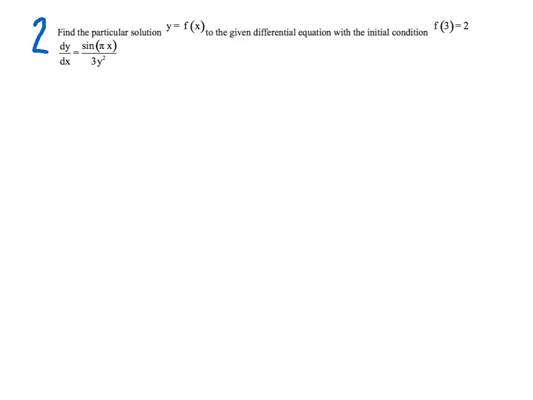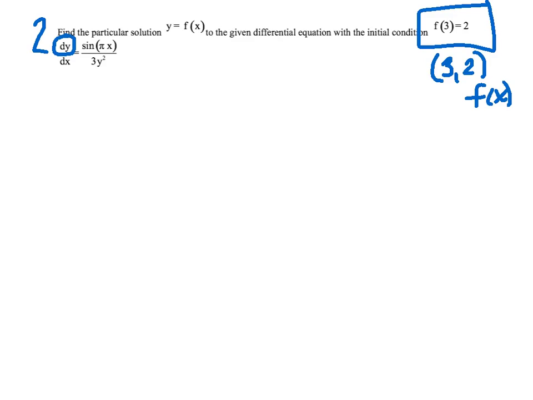All right, we're ready for example 2. Find the particular solution to y equals f of x to the given differential equation with initial condition f of 3 equals 2, given that dy dx equals sine of pi x over 3y squared. Okay, so recall this initial condition. What I'm really saying is when the x value is 3, the y value is 2 on the function f of x. Also, the function they want me to solve for is y because it's dy over dx, and they tell me that there as well.